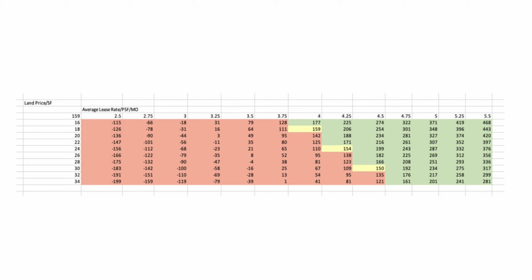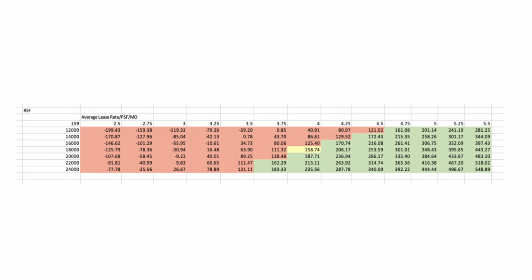Here we're modeling land value versus lease rate. Now this was a what-if analysis. They wanted to explore the idea of what they could sell the land for to another developer rather than just developing themselves. If they wanted $28 a square foot for the dirt, you would need lease rates of around $4.50 a square foot per month, along with construction costs and cap rates holding steady to make that feasible. The big takeaway here is prospective income drives the land value.